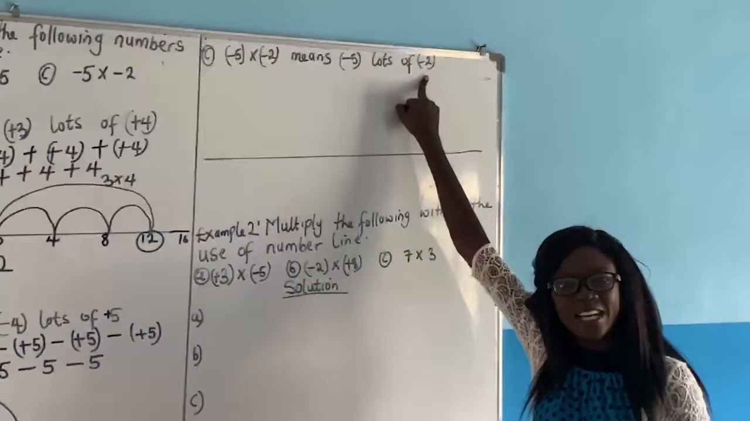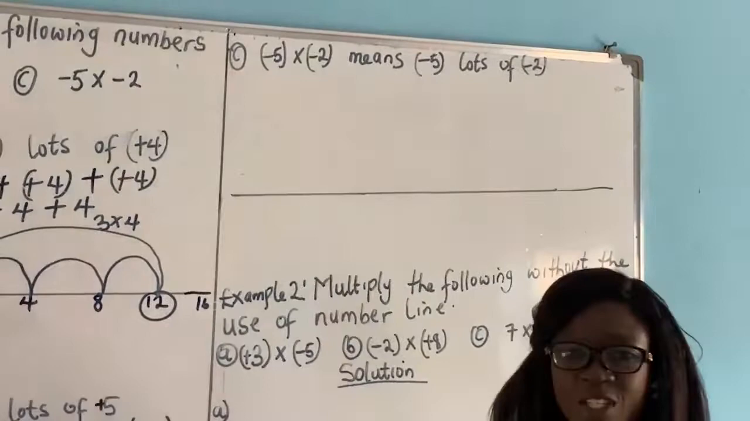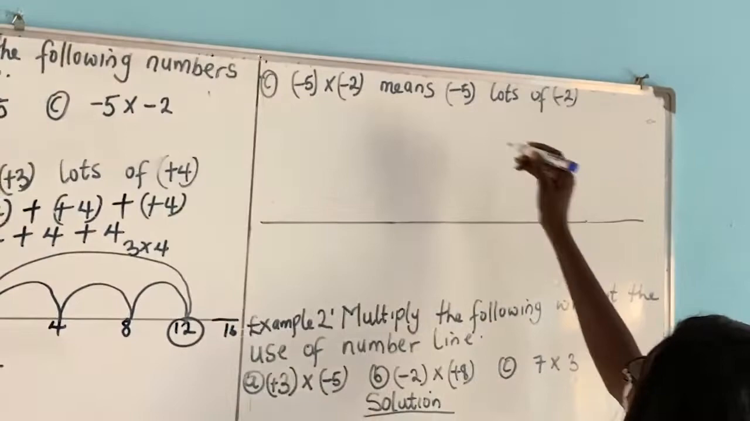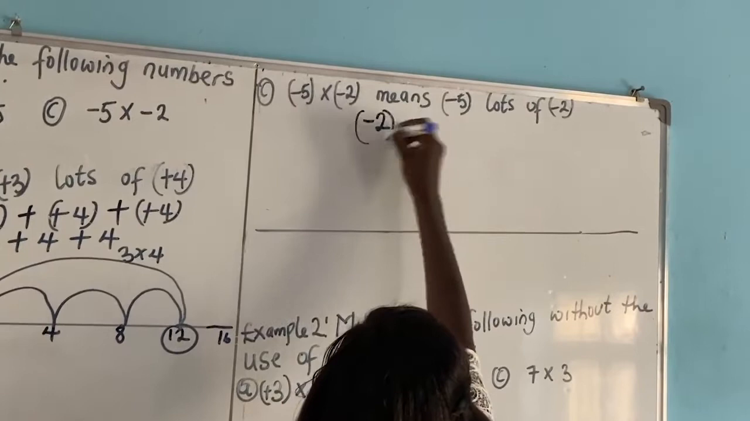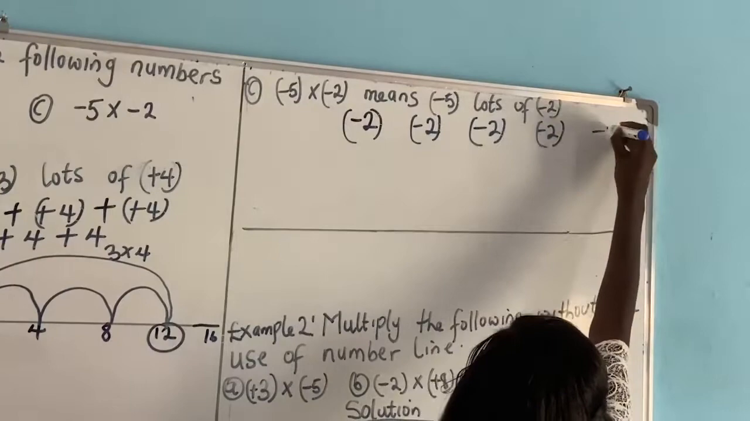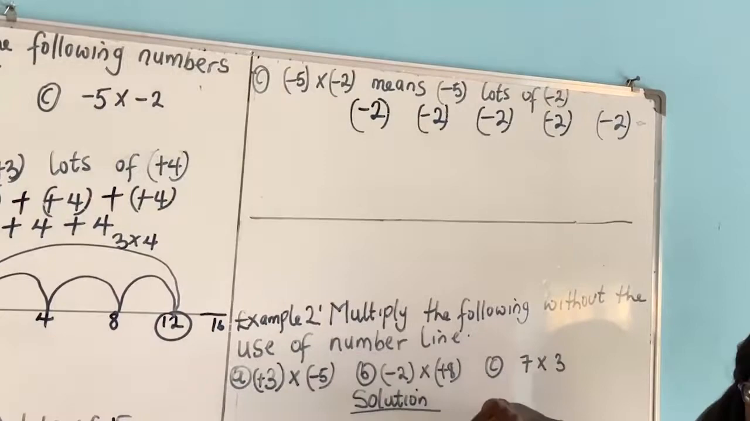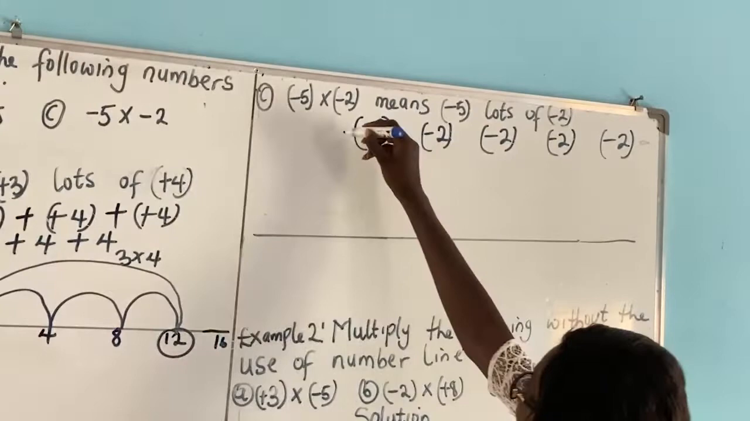5 times. Okay? Alright. So you can just pause the video and solve this on your own, and let us see if you have the same answer. Let me do mine. I'm writing negative 2 five times: negative 2, negative 2, negative 2, negative 2, negative 2. So the sign that will be in the middle is what? Is minus. Because my first multiplier is what? Is negative. Okay, so I have here negative, negative, negative, negative, negative.